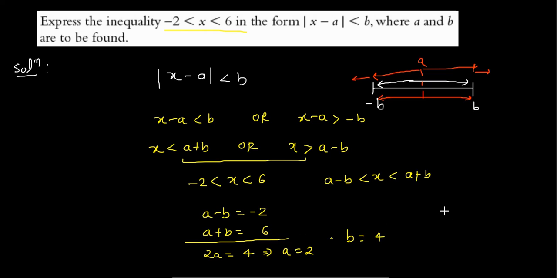Okay, so my inequality is, I can write this inequality in terms of a and b or in modulus form like this: modulus of x minus 2 is less than 4.